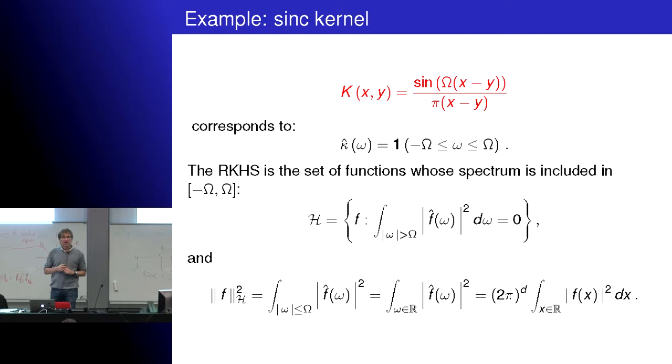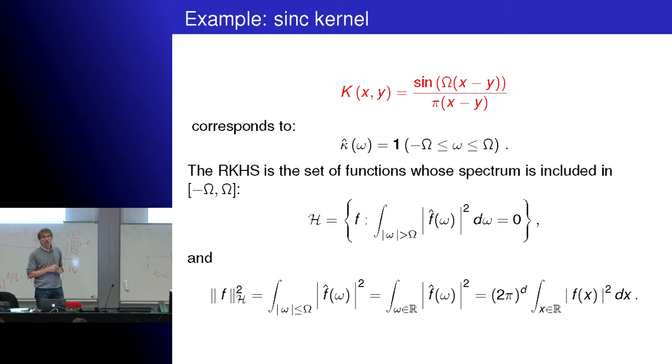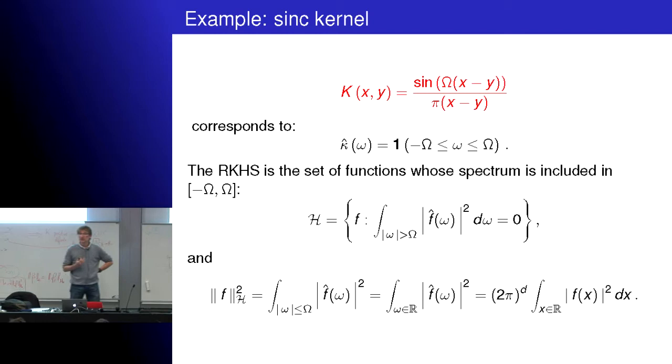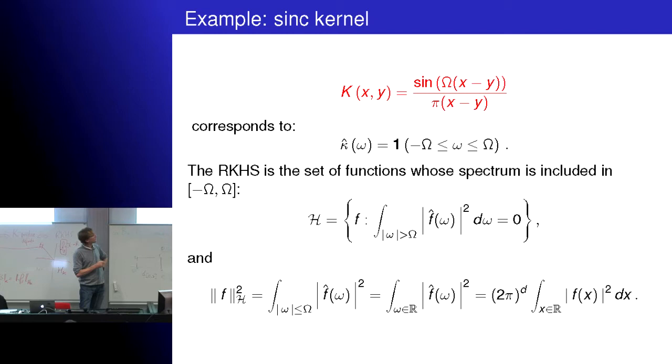Finally, a last example is also a kernel that, if I gave it to you for the first time, you would probably not know why it's positive definite, and second, why you should use it. So it's called the sinus cardinal. So it's the sinus of x minus y divided by x minus y. It turns out that as a function of x, y, this is positive definite. And the reason why it's positive definite is that this thing is exactly the Fourier transform of a simple function, which is the indicator function of the interval minus omega, omega.